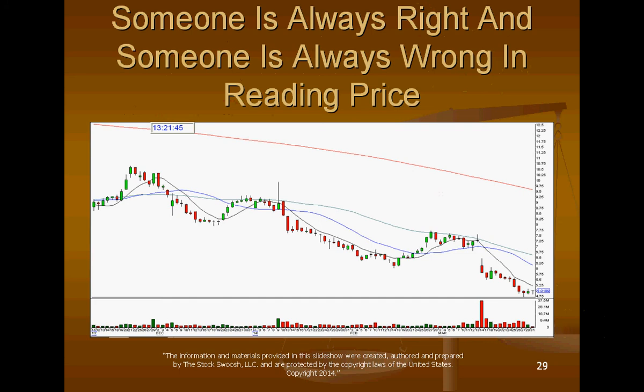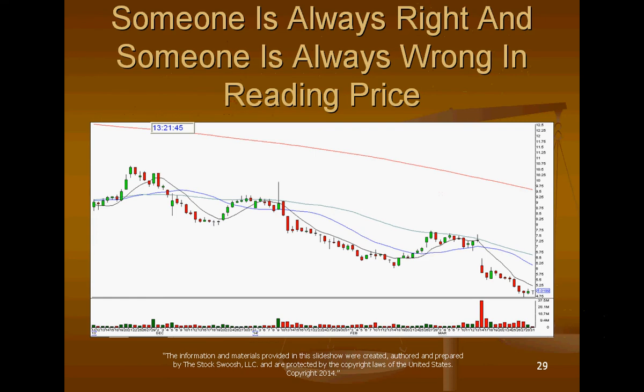Someone is always right and someone is always wrong in reading price. And this ARO is a great example because many people thought it was a short, then some people thought it was a long, then more people thought it was a long, and then it was shorted. So do you see here that someone is always right and someone is always wrong? The thing about trading is there's always somebody on the opposite of your trade. If I make money today, I took that money from someone else. I was right and they were wrong. That's what the market is. Remember that. Someone's always right and someone's always wrong.